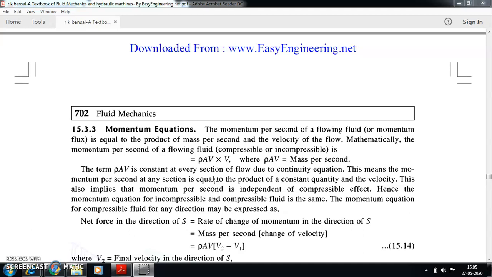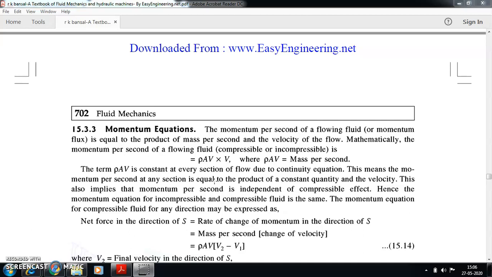The momentum equation, at the end, you are going to get it as mass flow rate into change in velocity. The momentum change, or the momentum per second of the flowing fluid, is nothing but the mass of the fluid that is flowing per second, or the mass flow rate, into the velocity of the fluid. So basically mass into velocity is momentum, derived from Newton's law.